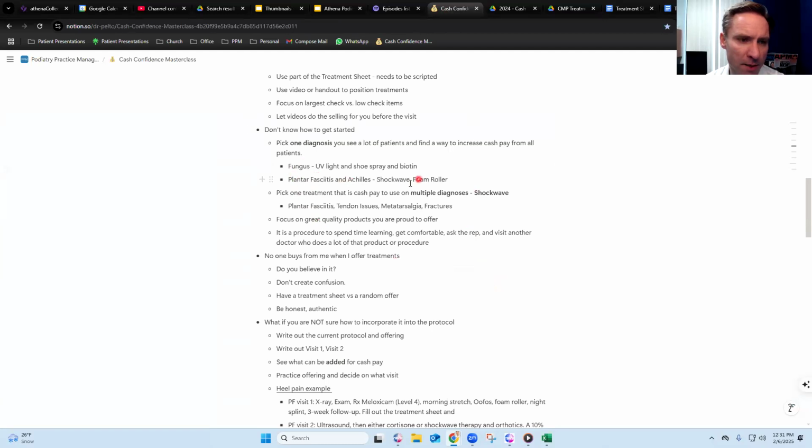So that's just an example for plantar fasciitis, how I include that, and it includes shockwave and foam rolling. Pick a treatment that's cash pay with multiple diagnoses. For example, shockwave, you can use it on anything that has a tendon. You can use it on plantar fasciitis, Achilles tendonitis, other things like that, metatarsalgia, fractures if it's a focused shockwave.